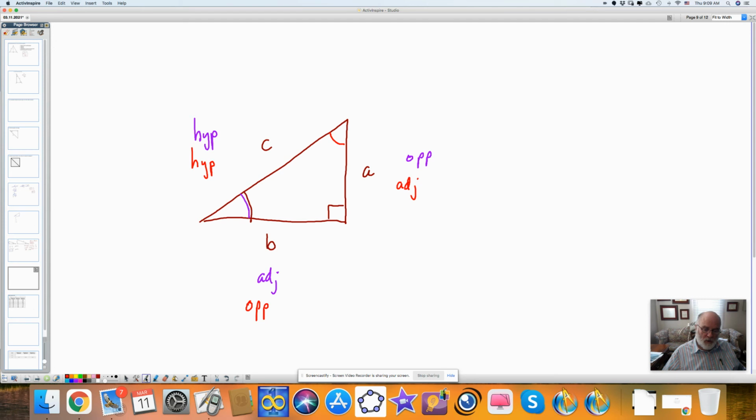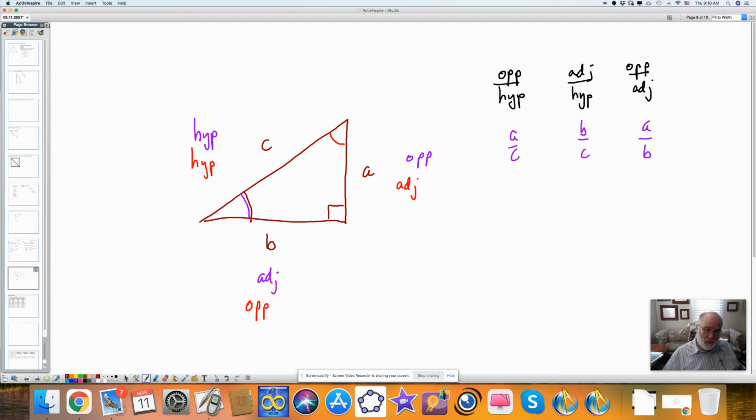Now, if I'm looking at the ratio of the opposite to the hypotenuse, or the adjacent to the hypotenuse, or the opposite to the adjacent. For the purple, opposite to the hypotenuse is going to be A over C. The adjacent to the hypotenuse is B over C, and the opposite to the adjacent is A over B.